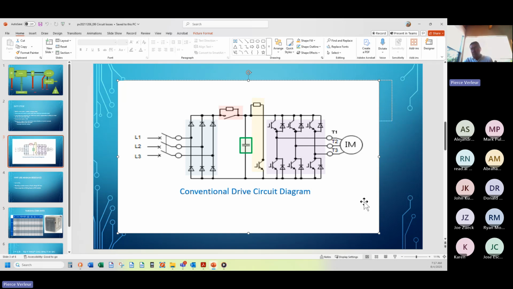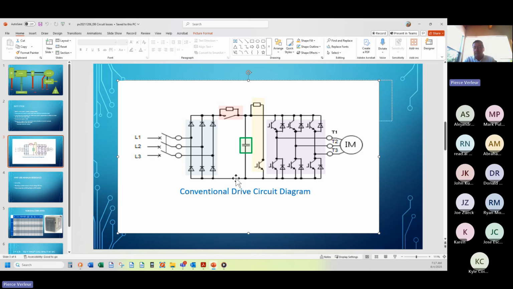The drive will accept up to 820 volts DC before it overvoltage trips and shuts off this output bridge to protect itself. At approximately 730 volts DC, stand to be corrected on that number, the drive will start to fire this transistor right here. It's a switch.